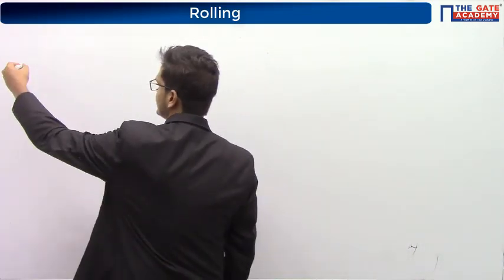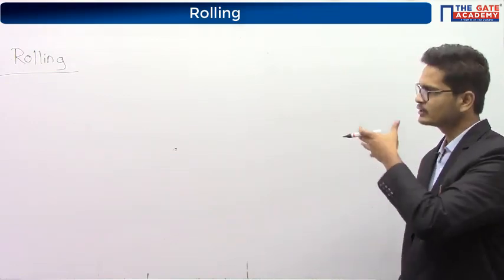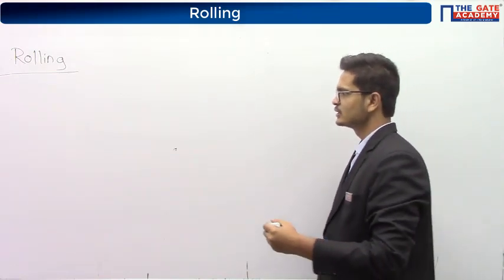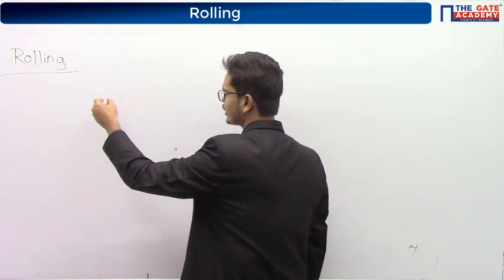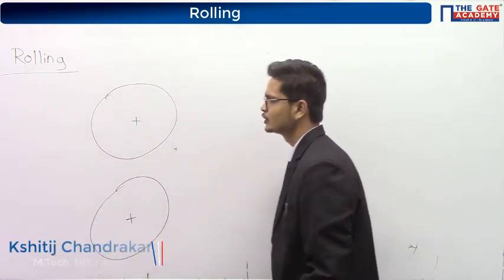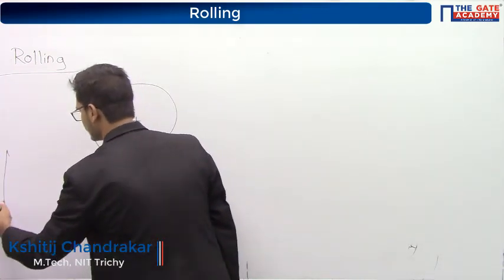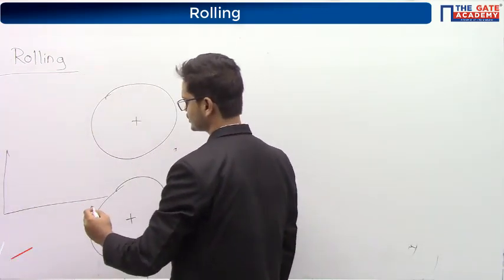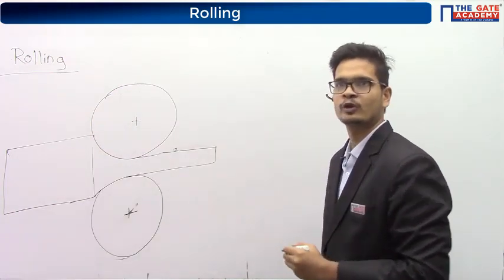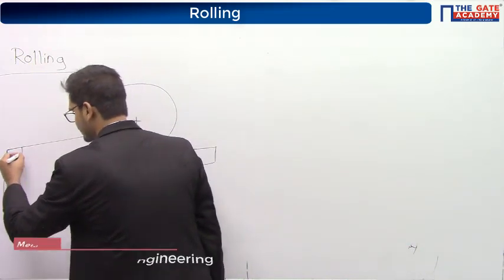The first metal forming process that I am going to teach you as of now is rolling. It is the rolling operation. So what happens in rolling? I have shown you many small diagrams. In rolling we'll have two rollers. Through these two rollers, a component is passed and its thickness is reduced.